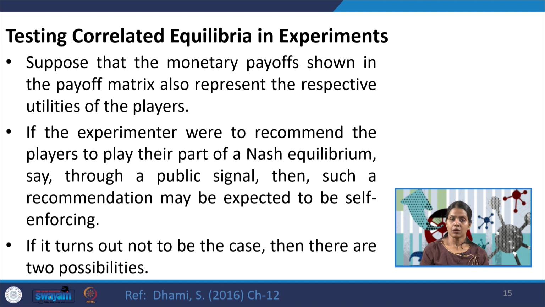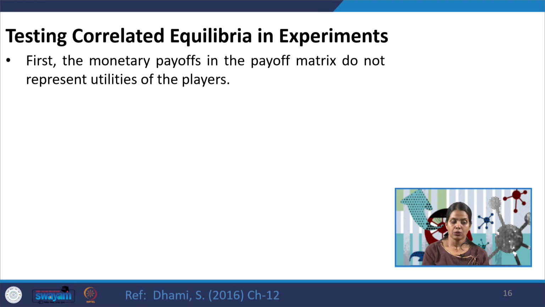If the experimenter were to recommend that the players play their part of a Nash equilibrium, say through a public signal, then such a recommendation may be expected to be self-enforcing. If it turns out not to be the case, then there are two possibilities. First, the monetary payoffs in the payoff matrix do not represent utilities of the players. Basically, here the recommended strategies are the Nash equilibrium. Now, if the players are not playing it, which should be self-enforcing, then this implies certain things.